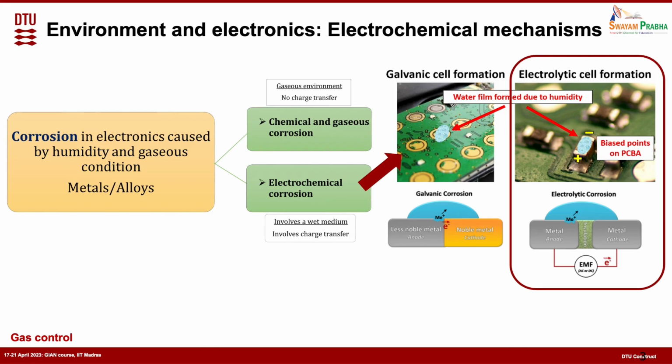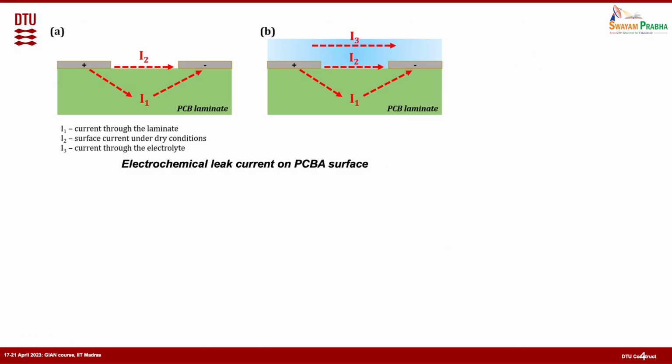And if there is a dendrite formation between these two, totally bridging and creating a short circuit, that is also a problem. So this is more important than the other one, because this can create intermittent functional issues within a very short period of time. Let us look at some of these failure modes in a little more detail.